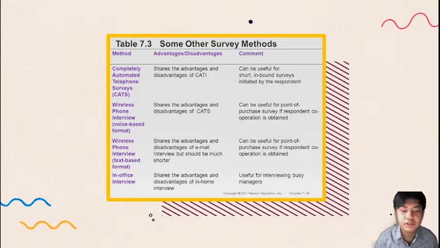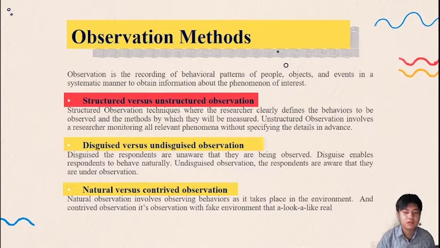Here are other survey methods such as chat, voice-based interview, text-based interview, and in-office interview. Observation methods. Observation is a recording of behavioral patterns of people, objects, and even events in a systematic way to obtain information about phenomena of interest.